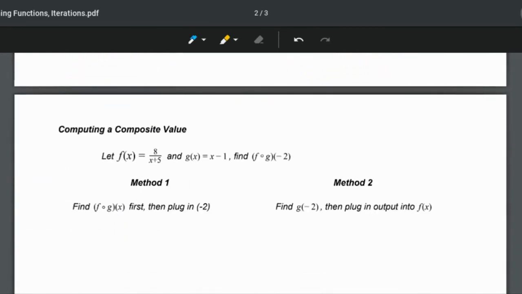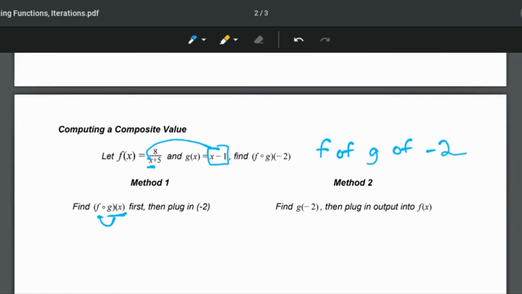All right, now they want us to compute a composite value. They're going to give us two new functions, f of x and g of x, and they want you to find f of g of negative 2. So I'm going to write that out: f of g of negative 2. There are two ways of doing this. You could first find f of g of x, just like we did above. We take g of x and substitute it into the function f.